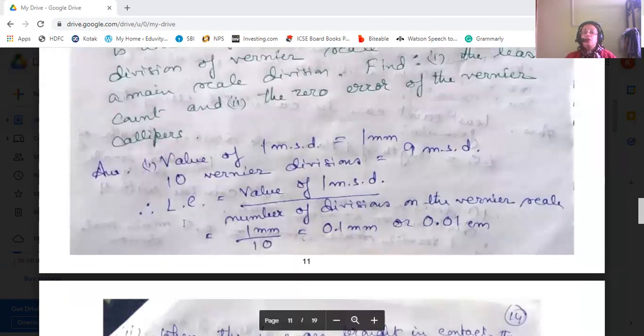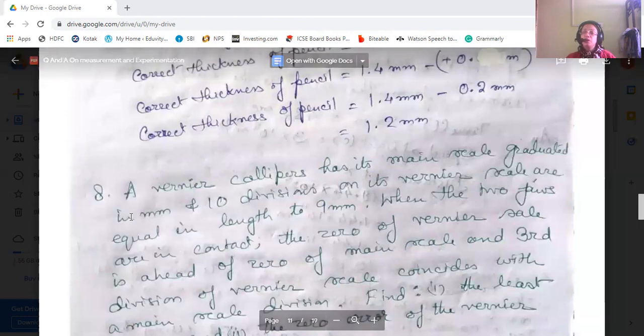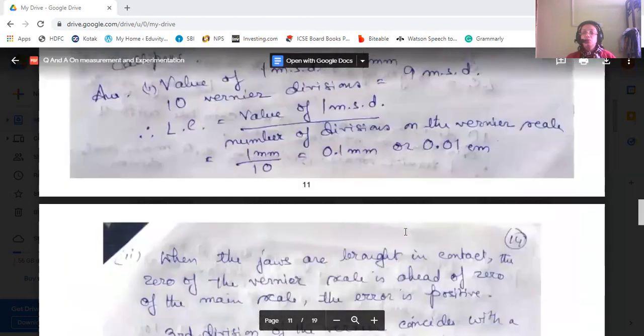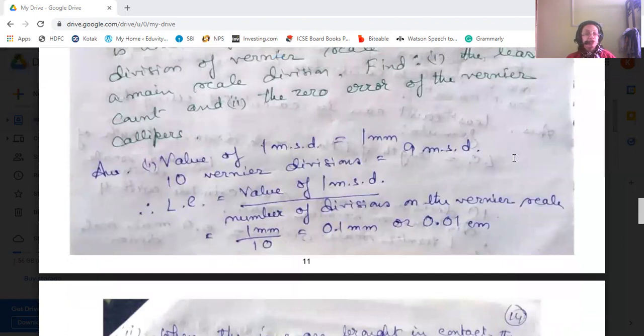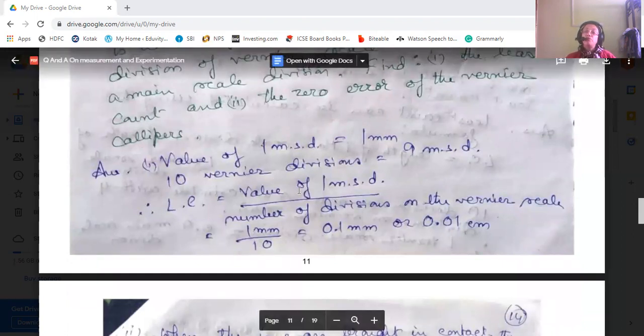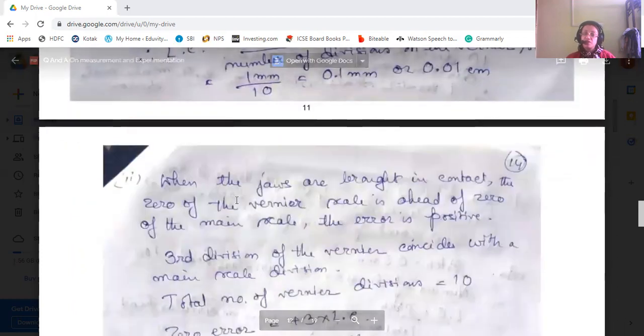The value of one main scale division is given as 1 millimeter, since the scale is graduated in millimeters. Therefore, 10 vernier scale divisions are equal to 9 main scale divisions. The least count will be the value of one main scale division divided by the number of divisions on the vernier scale. So 1 millimeter divided by 10 is 0.1 millimeter, or 0.01 centimeters, which is the least count.